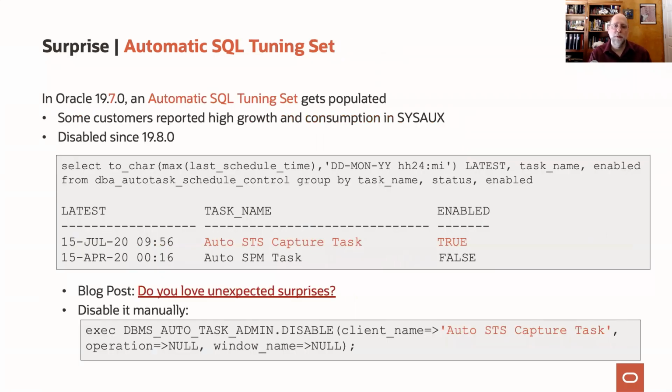Automatic SQL tuning sets were something that were implemented for 19C, but they've been disabled by default since 19.8. The reason for that is that while it's a nice idea to always have SQL tuning sets available for performance analysis, some customers find that this is causing their SYSAUX tablespace to grow much faster than they would like to see. And as SYSAUX grows, you can never shrink it again. So if you are 19.7 or earlier and want to disable automatic SQL tuning sets, there's a way to do that manually using the Auto Task Admin interface. 19.8 or later, if you want to enable it, you could do that as well.